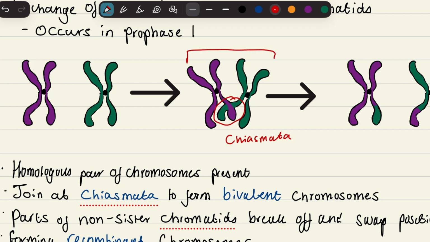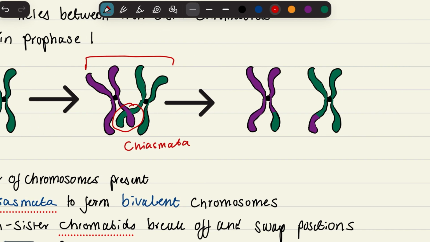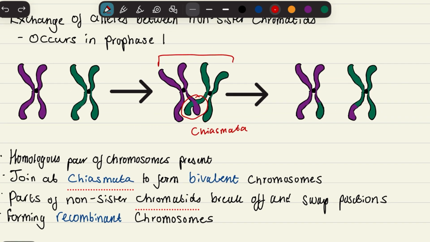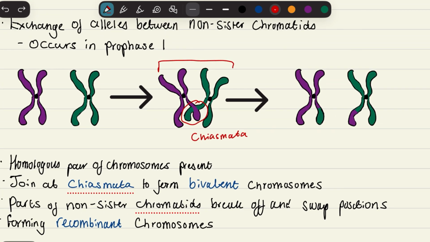Yeah. Now, parts of the non-sister chromatids are going to break off, right? They break off and they swap positions. So you can see here that the green has come onto the purple, and here the purple is coming into the green. Yeah. Get rid of those now. So what's happened now is you form what we call recombinant chromosomes, and you can see here, because we've exchanged parts of the alleles on the non-sister chromatids, that is why we can have recombinant chromosomes creating genetic diversity.